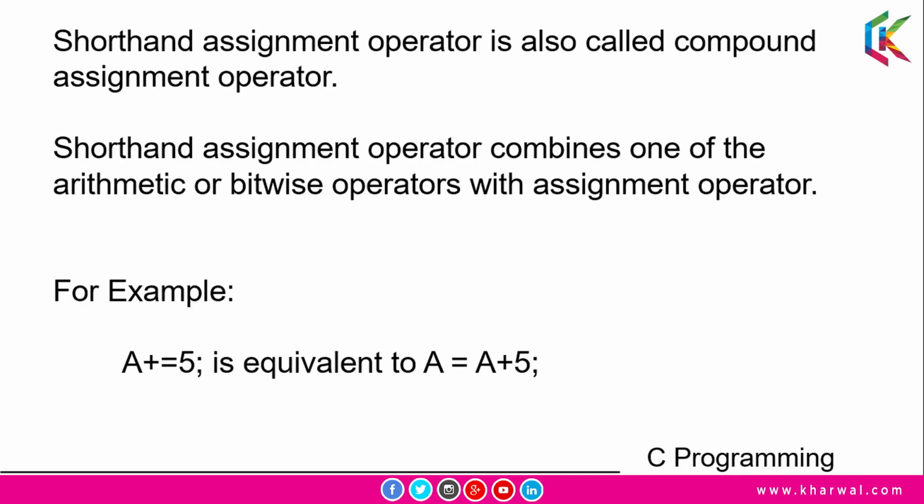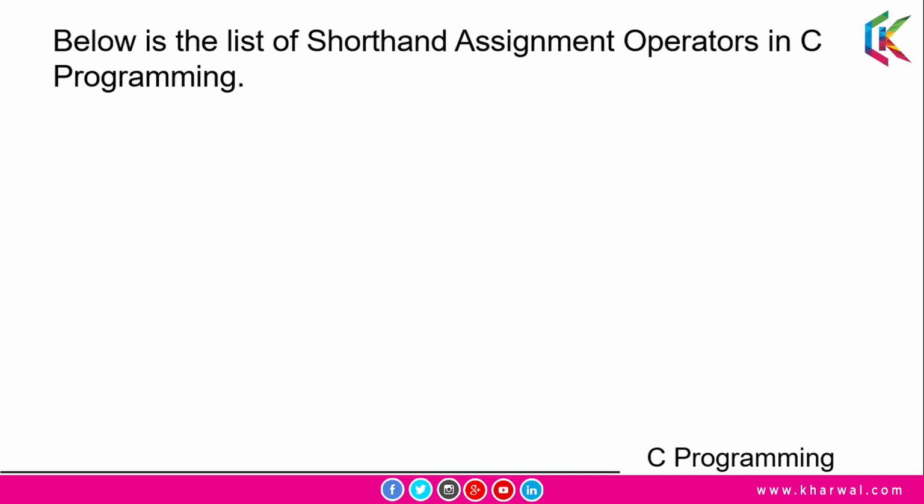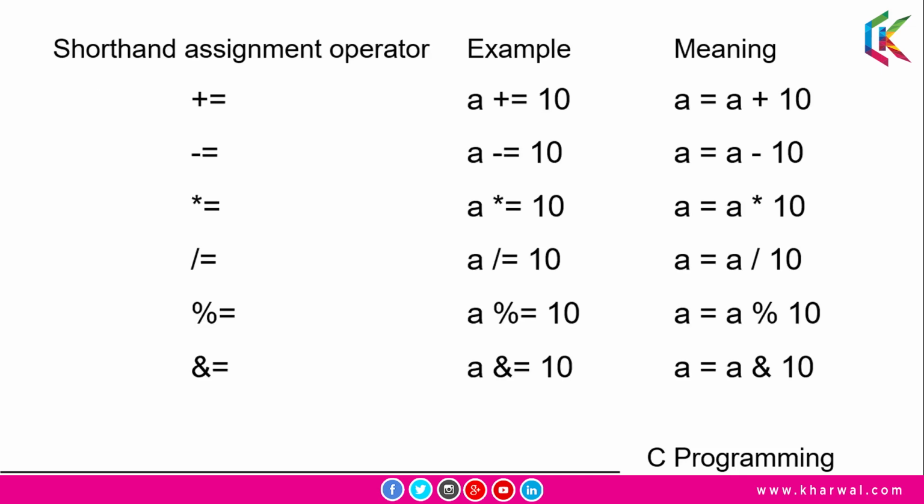Now moving forward guys, here is the list of shorthand assignment operators in C programming. This is the first shorthand assignment operator, +=, and the example is a += 10, and its meaning is a = a + 10. And this is the second shorthand assignment operator. This is third, this is fourth, this is fifth, and this is sixth.